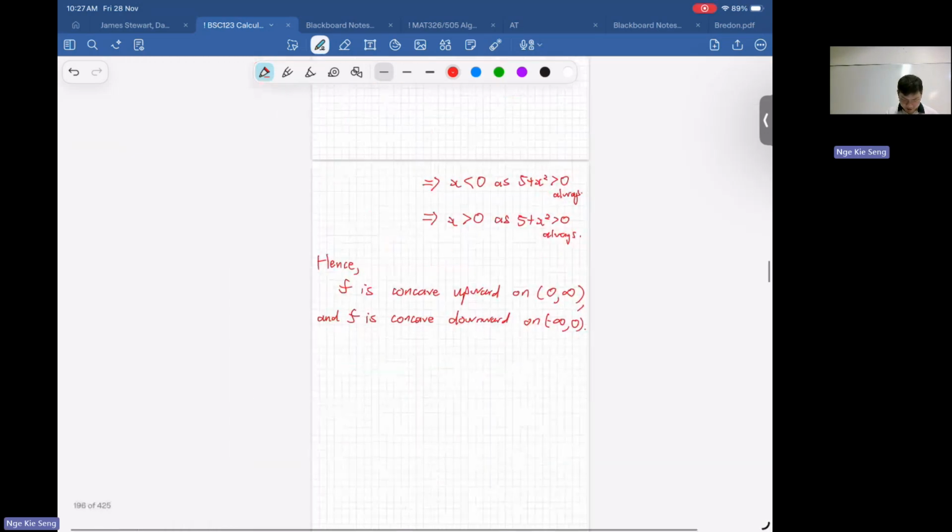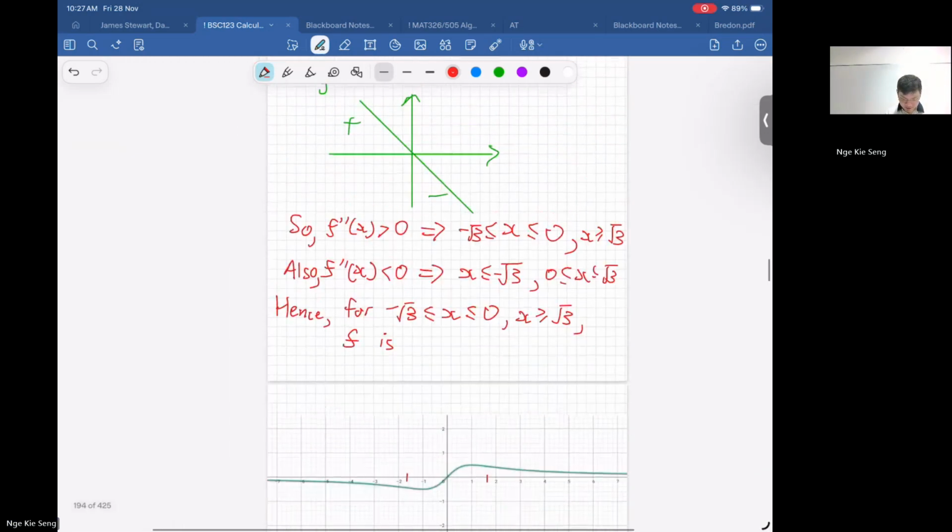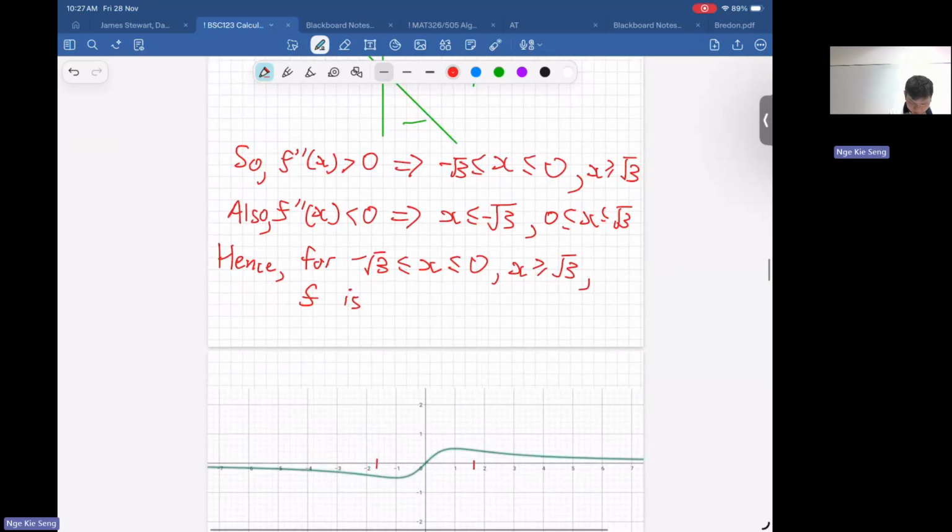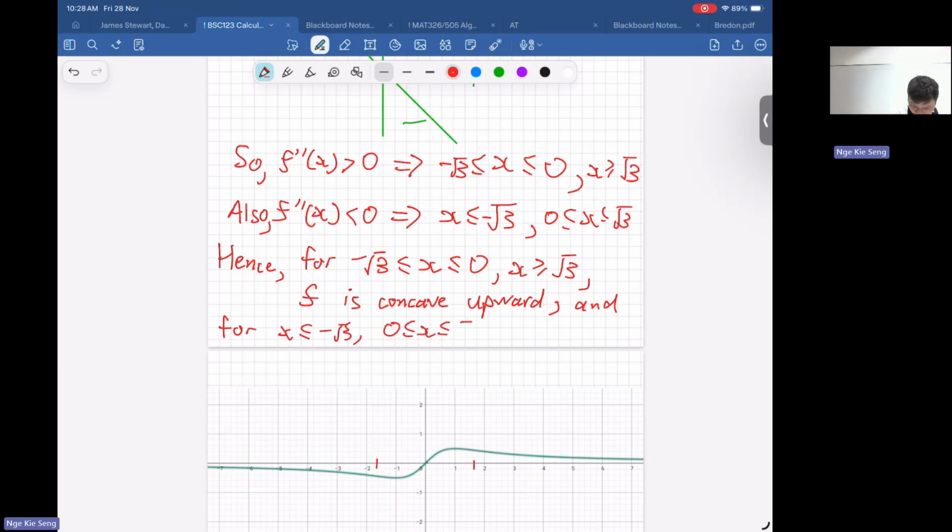Okay, let's go back to this. So f is concave upward. Still remember what it means by concave upward? Meaning that the graph is on top of your tangent line. And for x less than or equal to square root 3, and in between, f is concave downward.